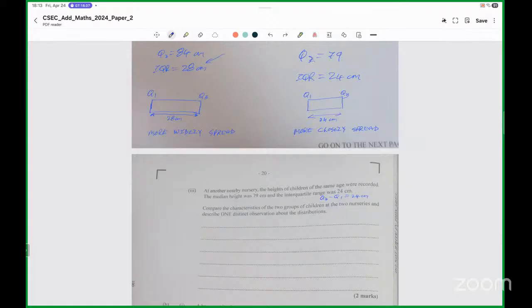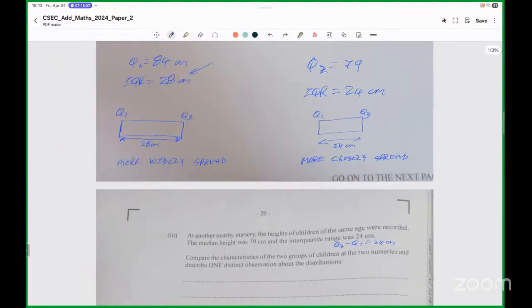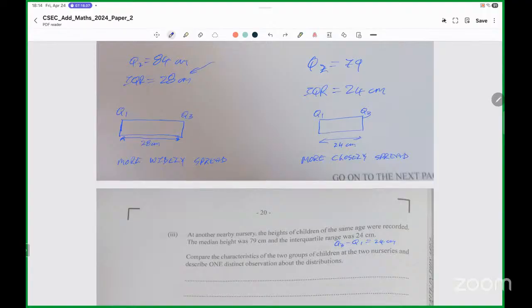First one, the values are more widely spread around their median compared to the second one. The second one, because of a lower interquartile range, Q3 minus Q1, is less widely spread, or I can say it's more closely spread, because the values are closer. The interquartile range is just 24 compared to 28. That's all I could say. More widely spread, more closely spread.